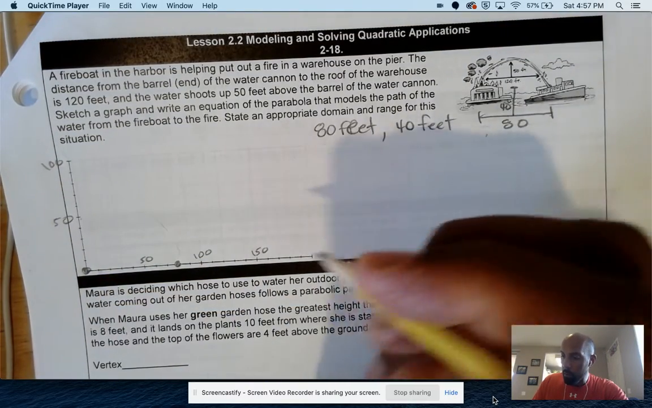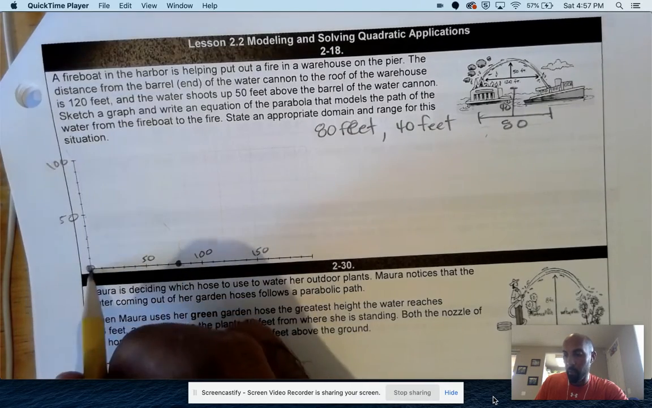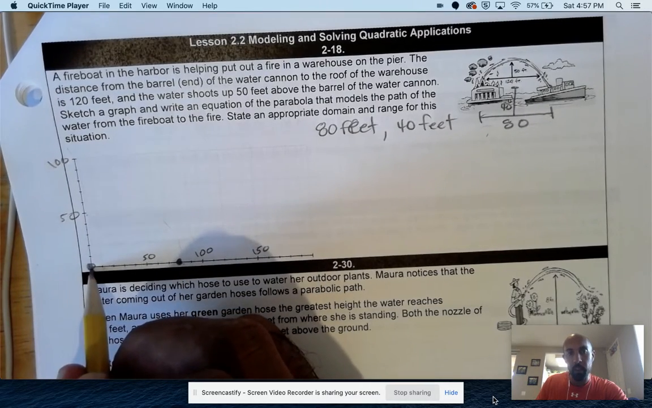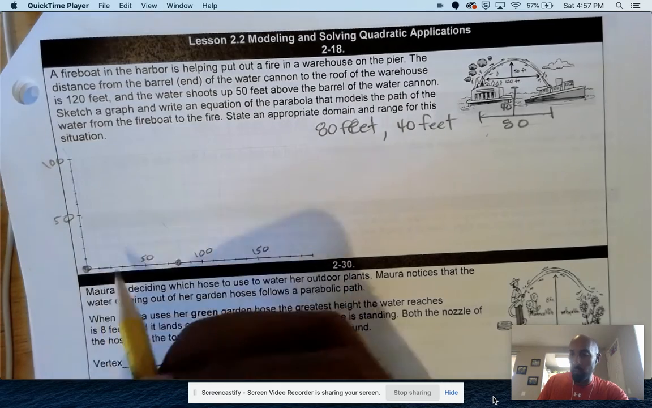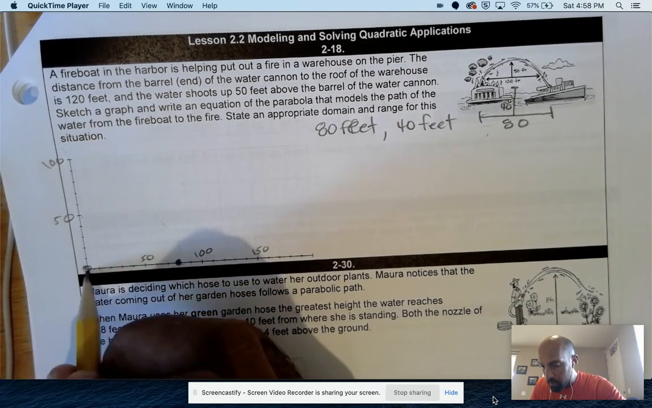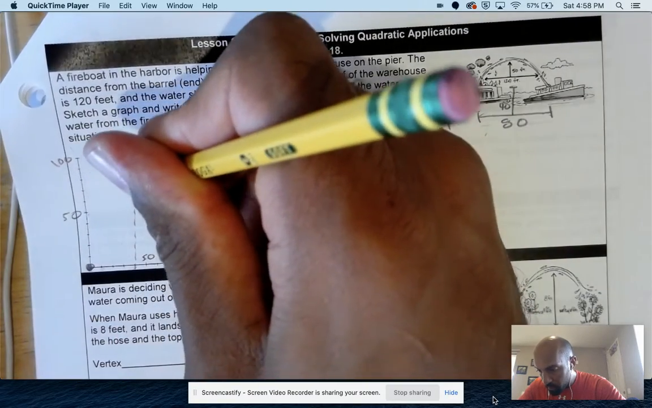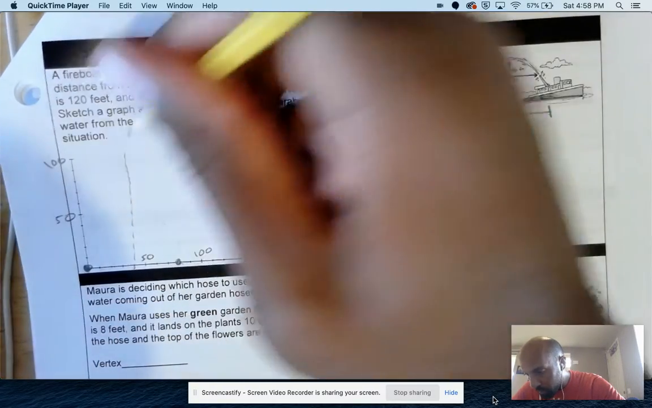Okay, so now that we have our x-intercepts, because again, look at the graph, where we started and where we ended, those are the x-intercepts of your graph, right? So we can use that to figure out the rest of the equation. What we're going to do is figure out the middle of 80 and 0. Well, that would be 40 right here in the middle. So there's our line of symmetry. That'll help us figure out the rest of this.